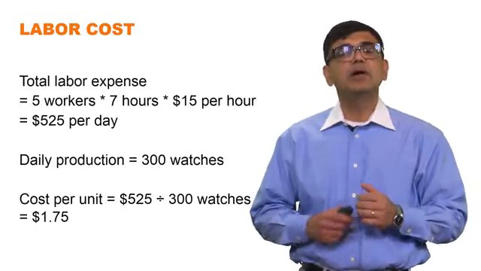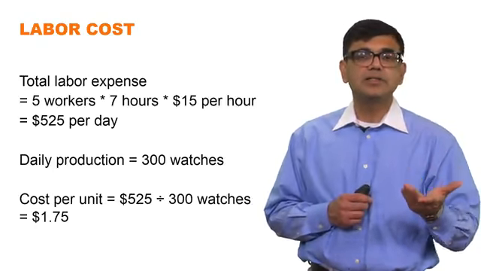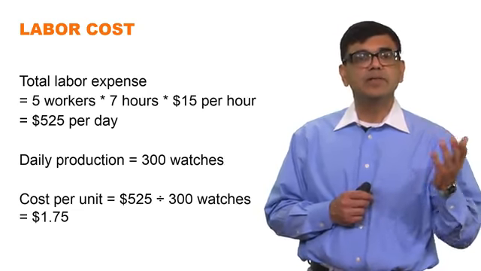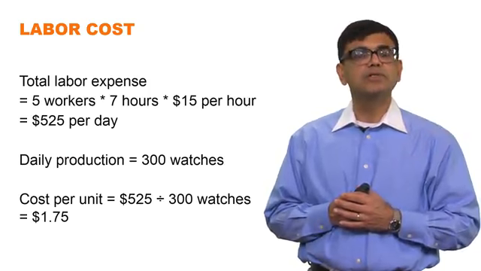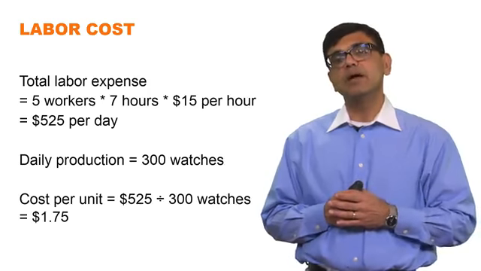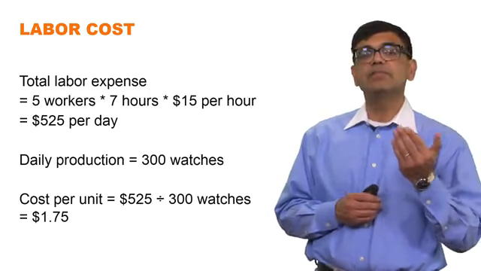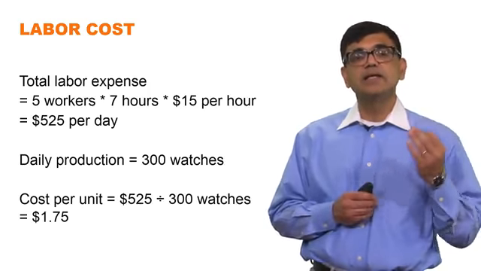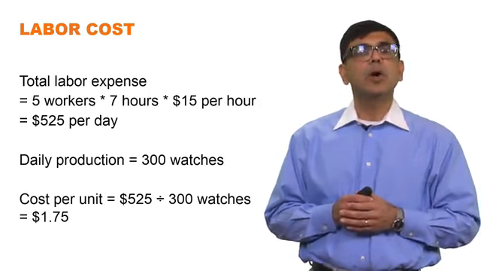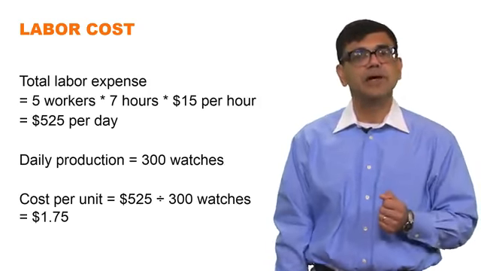Now, what would be the labor cost based on this? There were 5 workers working 7 hours. So you multiply 5 times 7, which gives you 35 person hours, at $15 an hour gives you 525 per day. Intended production is 300 watches, so 525 divided by 300 gives you an assembly cost of 1.75. So the labor cost is 1.75 per unit, based on 5 workstations and a production of 300.